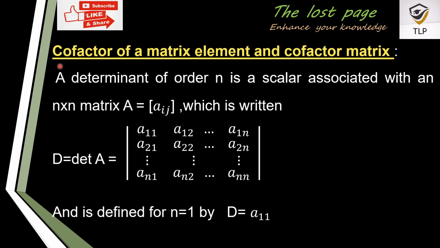Now let me start with cofactor of a matrix element and cofactor matrix. A determinant of order n is a scalar associated with an n cross n matrix A equal to Aij, which is written as D equal to determinant of A equal to A11, A12, up to A1n, A21, A22, up to A2n, up to An1, An2, up to Ann, and is defined for n equal to 1 by D equal to A11.